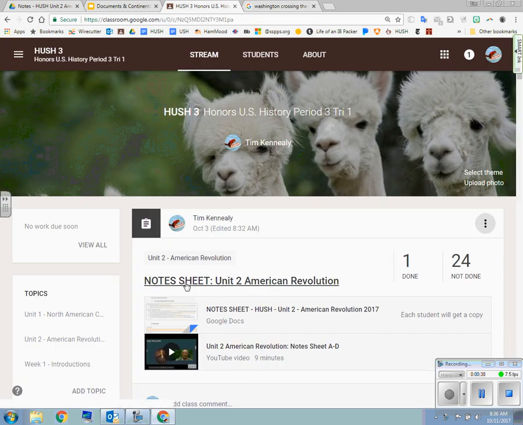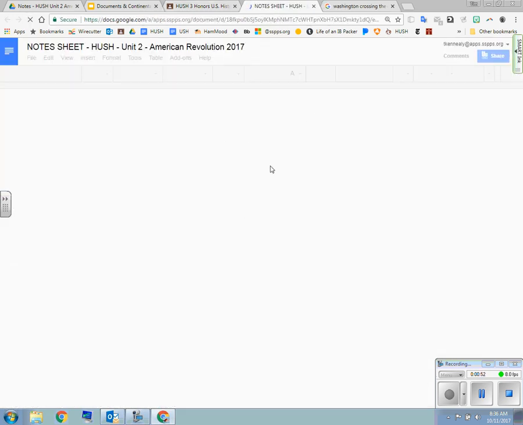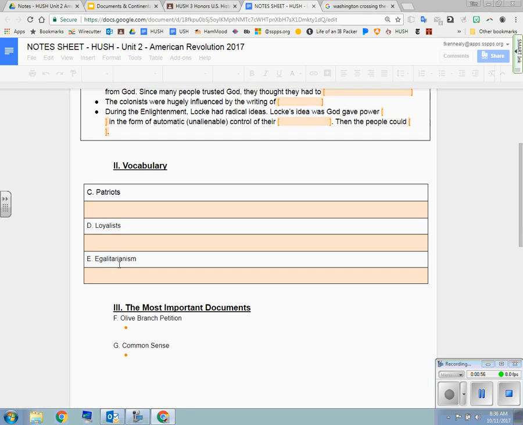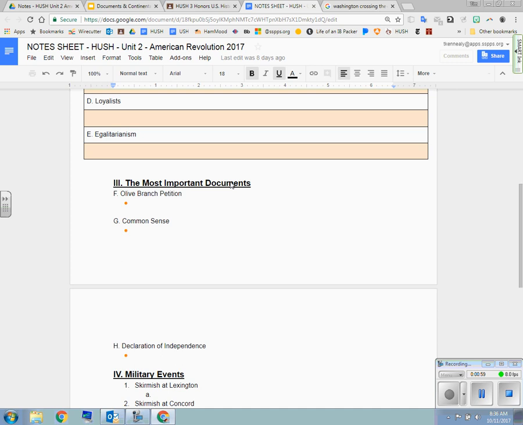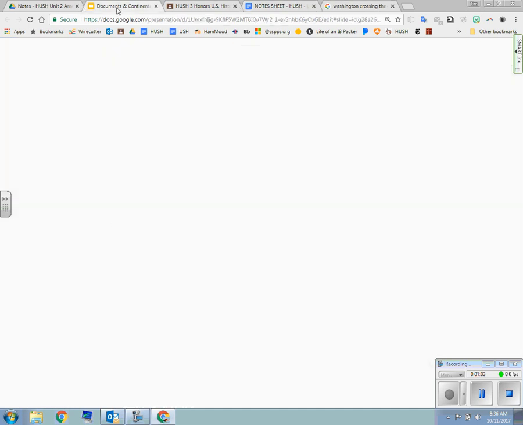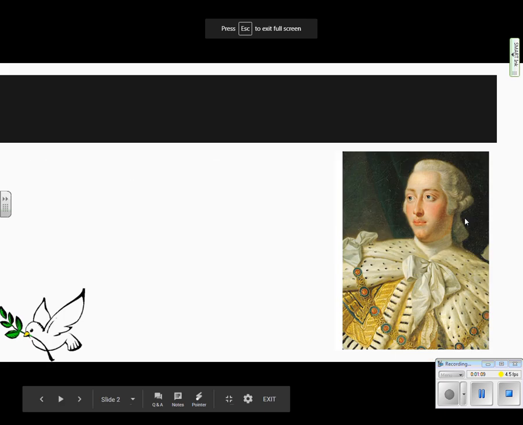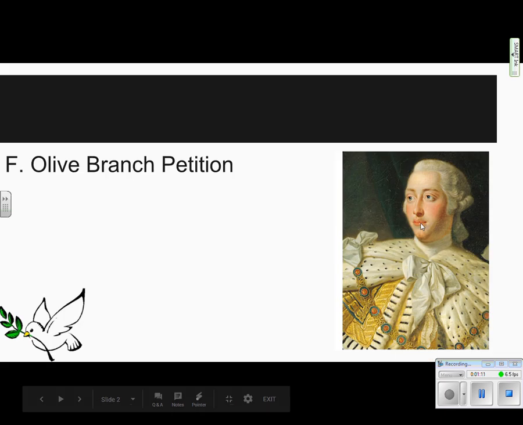But today, you need to find this document called Notes Sheet Unit 2 American Revolution. You can either use the Control F shortcut, or you can find it by October 3rd, which is when we started this note sheet. We're going to fill in a couple of key pieces here, letter E, and then mostly work on section 3, the most important documents. That's where we're going to be working off this note sheet, and I just want to give you some of this information to help paint the full picture of the American Revolution.